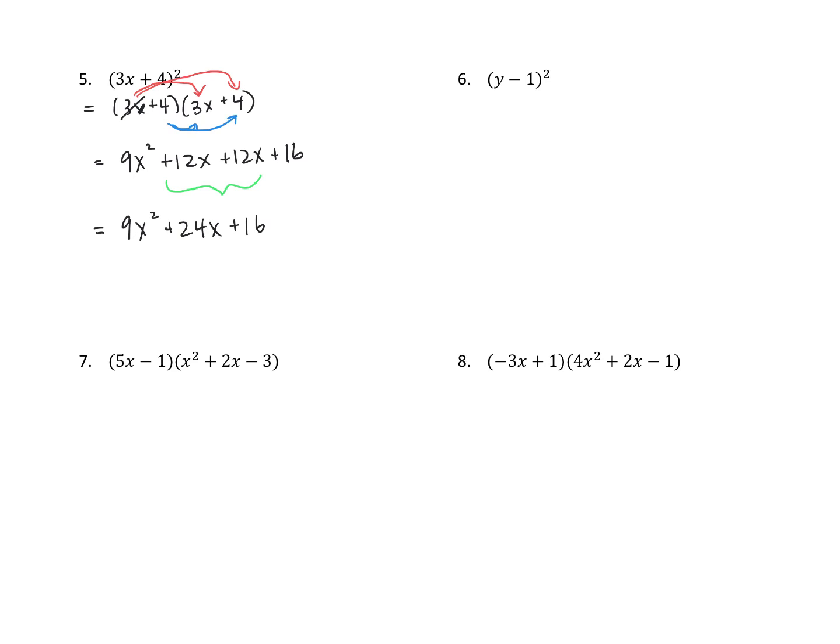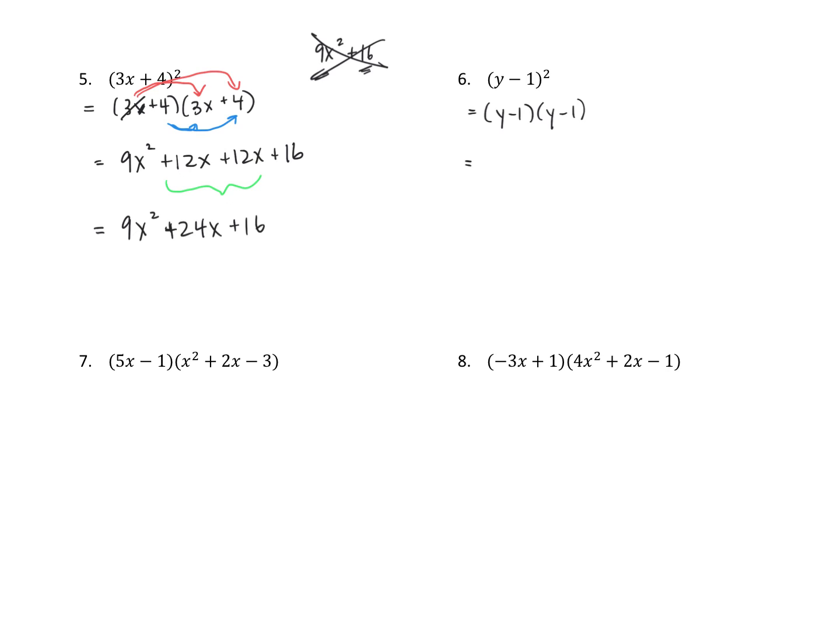So notice that if I did that shortcut that wasn't right, I got 9x squared plus 16. I'm missing that 24x. So the 9x squared is right, and so is the 16, but I'm missing that middle term. Okay. So number 6, hopefully you won't fall for that again. You know that you need to write this out twice and FOIL it out.